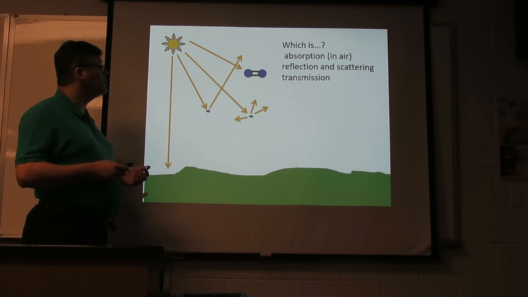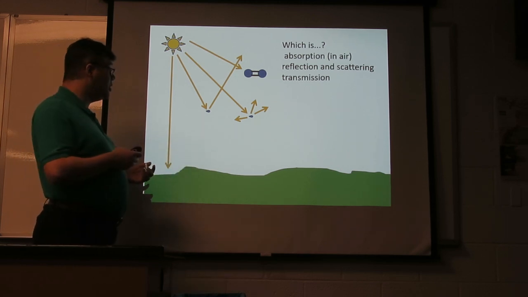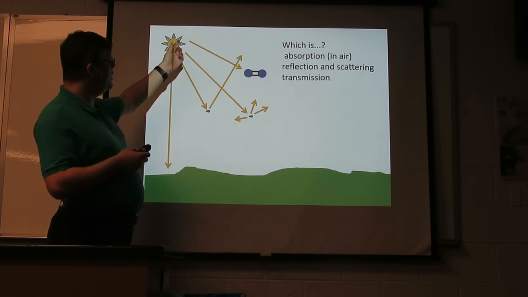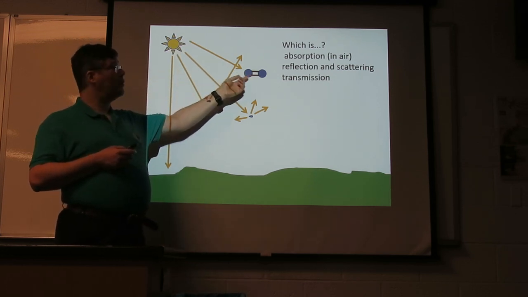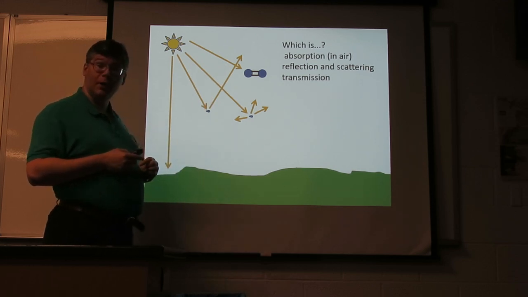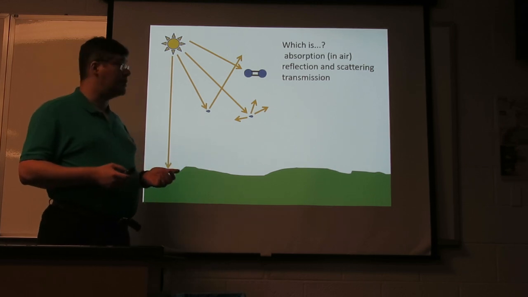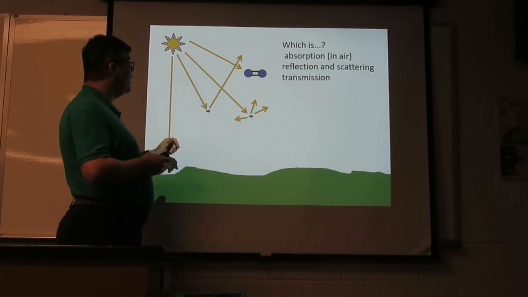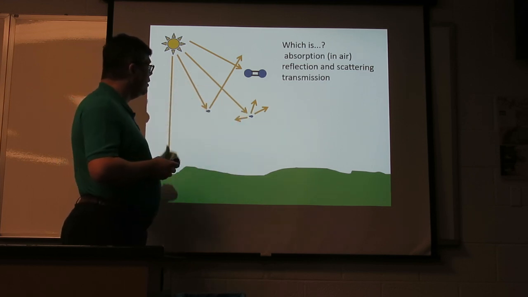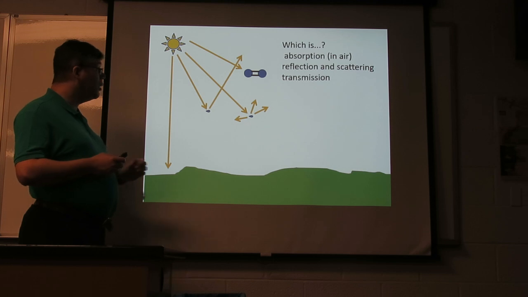So we have our possibilities. We could have light energy coming in, and it's absorbed by some molecule up in the air, warms it up, but not us down here. Or it could bounce off, be reflected, could scatter out in various directions, again from interaction with the particle, or our transmission.